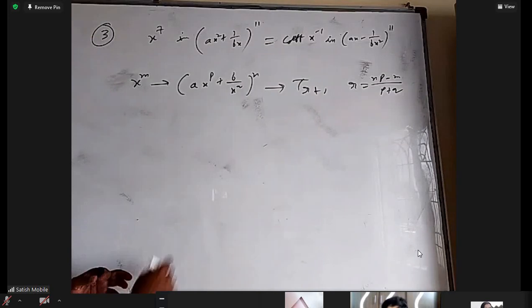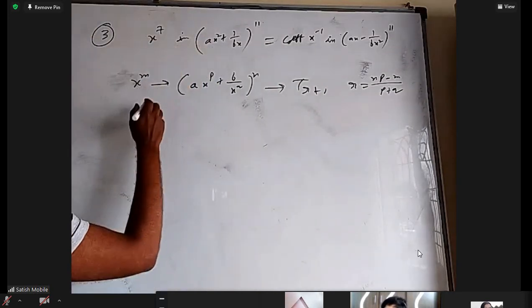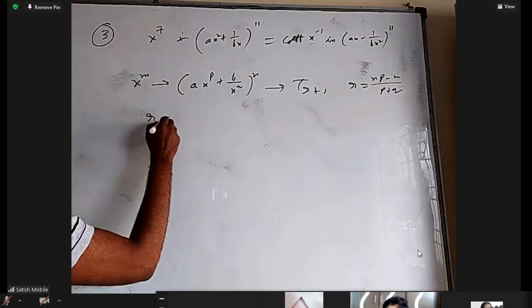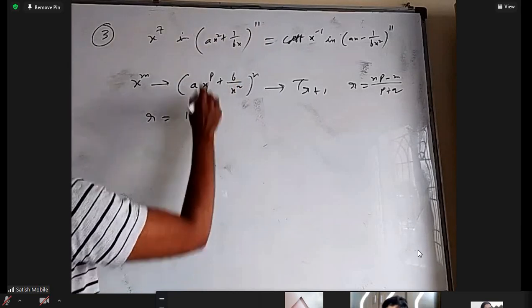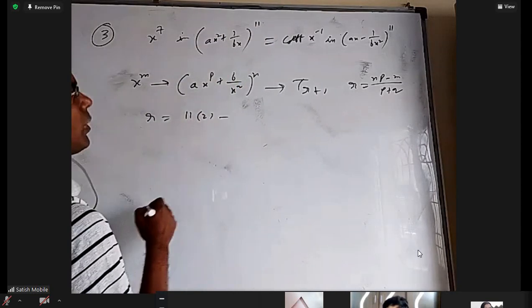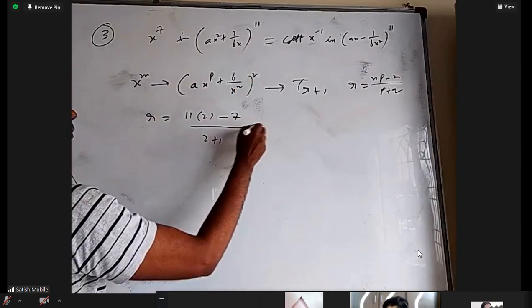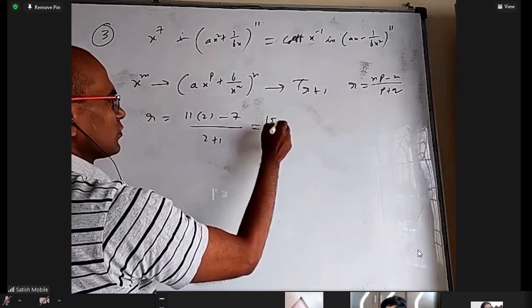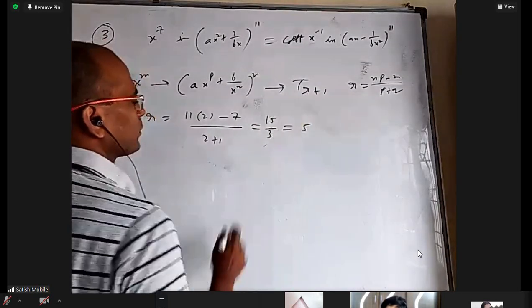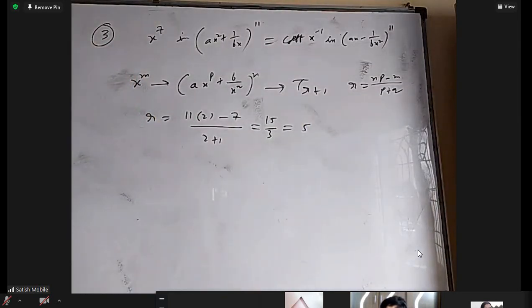We also can do another way. Let us see in the LHS how we can use that. I want the coefficient of x power 7. So the r value: n is 11, p is 2, so 11 into 2, minus m which is 7, by p plus q which is 2 plus 1. 22 minus 7 is 15 by 3, which is 5. So r is equal to 5.